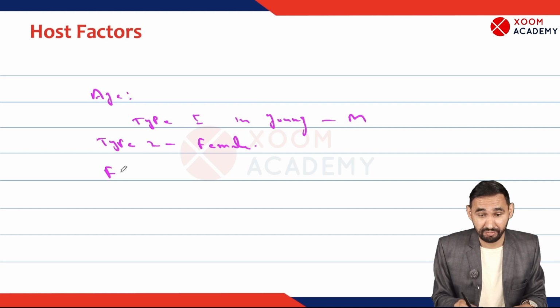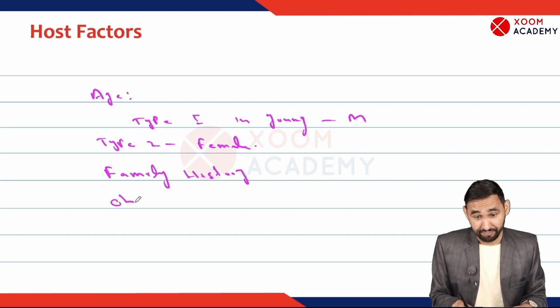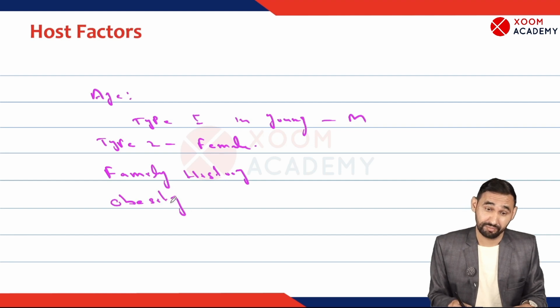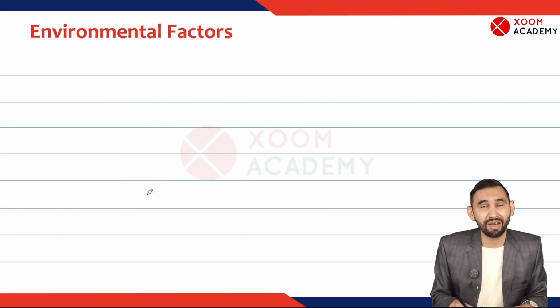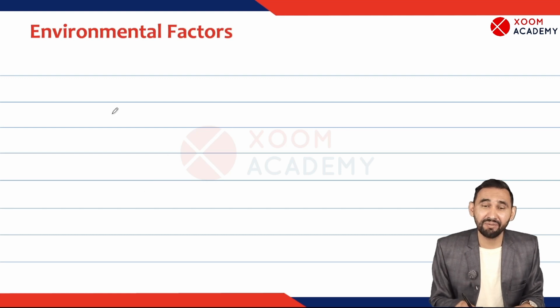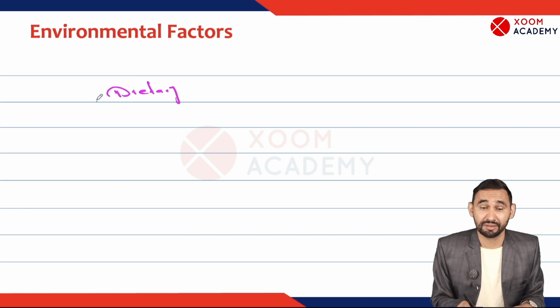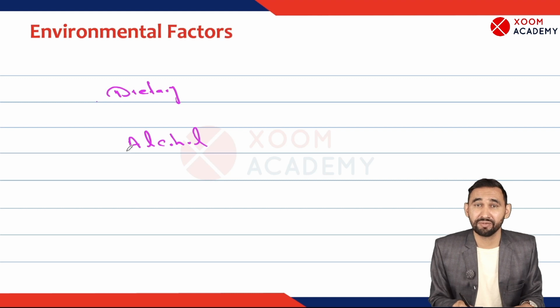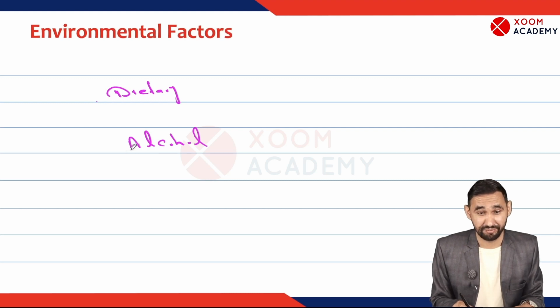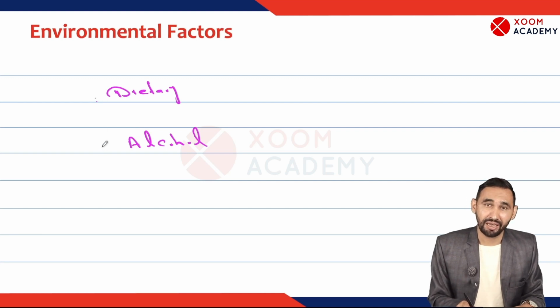There is family history, especially maternal family history. Obesity can lead to diabetes. What are environmental factors? Environment, living conditions, dietary factors, excessive use of glucose, excessive use of alcohol. They are contributory factors in the development of diabetes. Dietary habits should be checked. Excessive alcohol should be banned. It should be monitored. People should be educated.